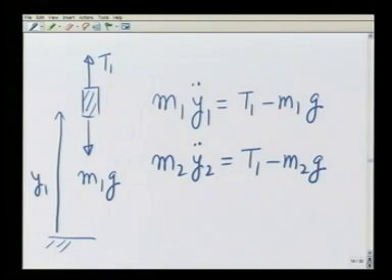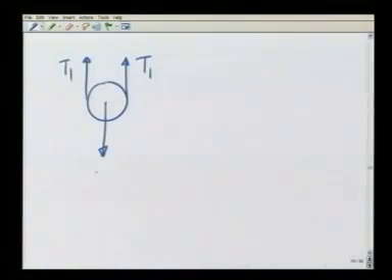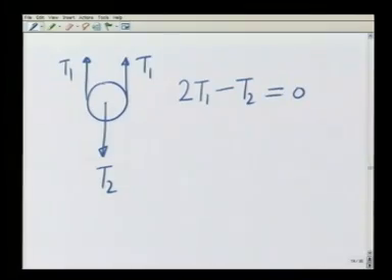Same thing for M3, M3 y3 double dot is going to be equal to T2, because it's the tension in the second rope that is pulling it up, minus M3 g. The fourth moving part is the pulley itself, and for that the forces pulling it up are T1 on both the sides and tension T2 in the middle. Since the mass of the pulley is 0, therefore I am going to have 2 T1 minus T2, which is the net force, that must be equal to 0.